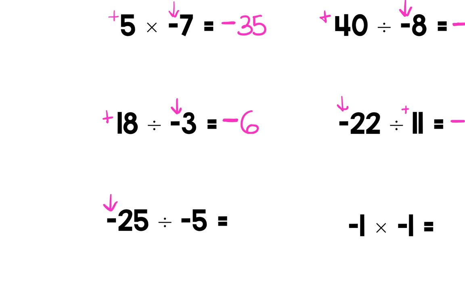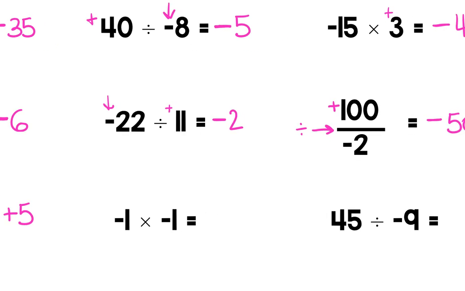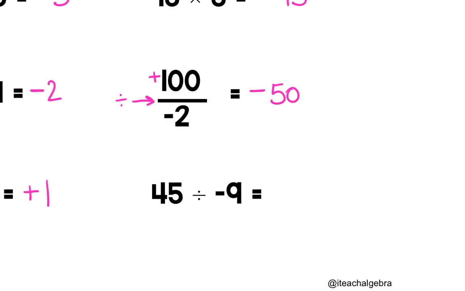Now we have a negative divided by a negative. The signs are the same. That means the answer is going to be positive. 25 divided by 5 is 5. A negative times a negative, signs are the same. The answer is going to be positive. 1 times 1 is 1. And positive 45 divided by negative 9. Positive divided by a negative is negative 5.